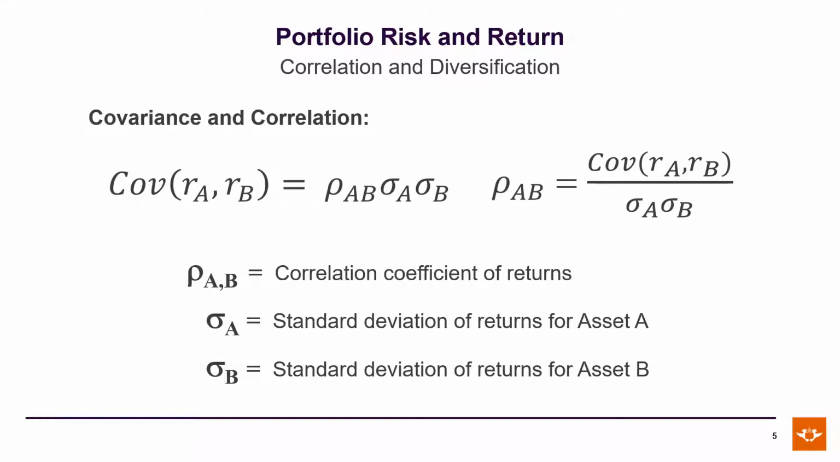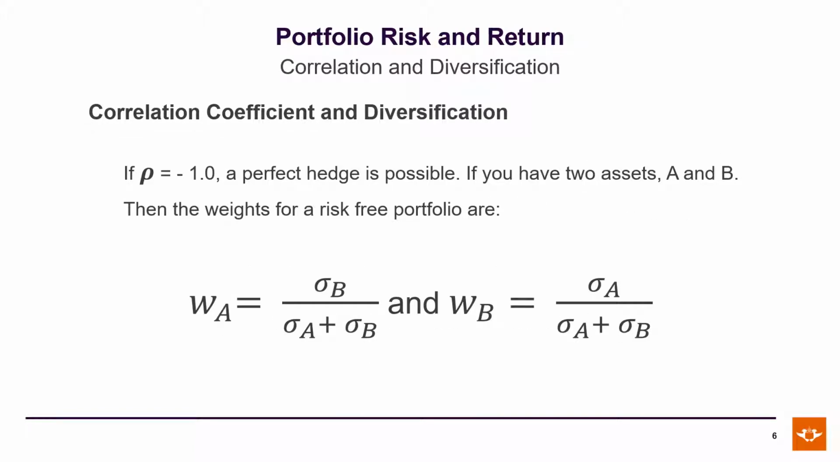Now, the slide actually indicates how you can construct a risk-free portfolio if you have a correlation coefficient of -1. Actually, we're going to do an example in just a few slides' time on this.